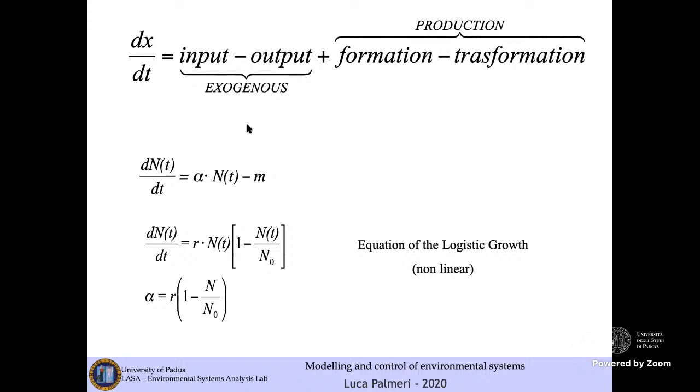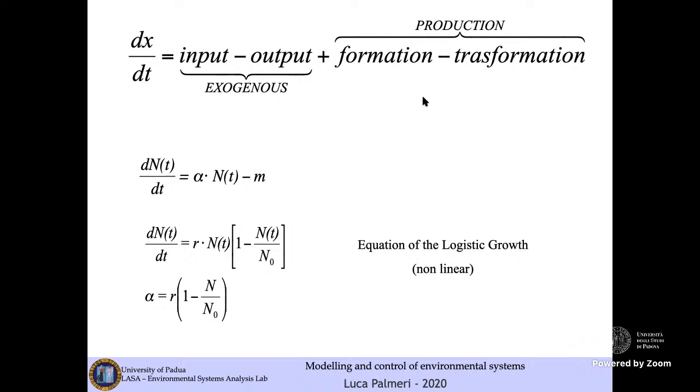all the processes of transformation of a population into what is called a continuity equation, in which I assume that the variation in time of the state variable describing the number of elements in my system is equal to what goes in minus what goes out, plus what is formed minus transformed.